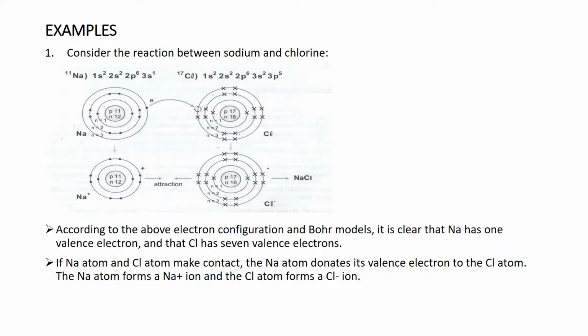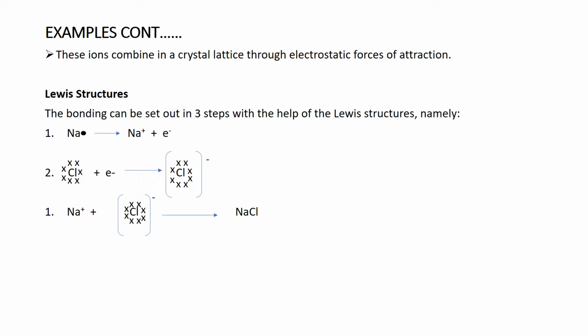According to the above electron configuration and Bohr models, I hope you do remember Bohr models. We did Bohr models when we did the atom. It is clear that sodium has 1 valence electron and that chlorine has 7 valence electrons. So if a sodium atom and a chlorine atom make contact, the sodium atom donates its valence electron to the chlorine atom, and they form sodium chloride. That is how we form our table salt. So the ions combine in a crystal lattice through electrostatic forces of attraction.